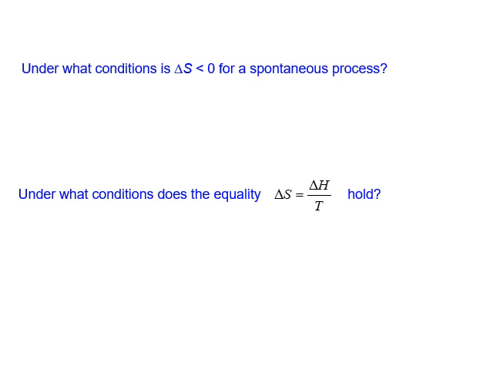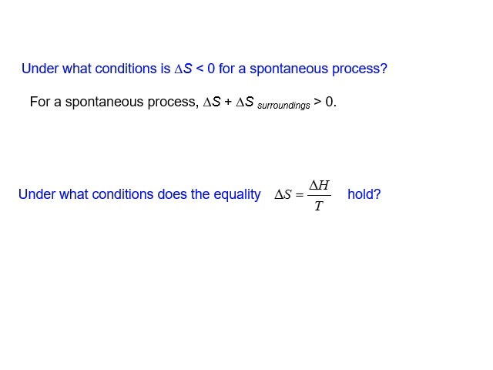Question 2. Under what conditions is delta S less than 0 for a spontaneous process? Now this question is related to the last question. The second law says for a spontaneous process, the total entropy must increase. So the entropy change for the system plus the entropy change for the surroundings added together must be greater than 0.